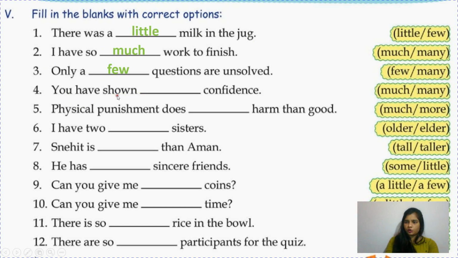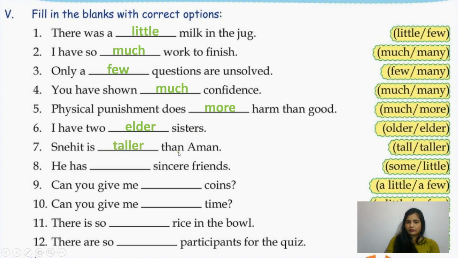You have shown much confidence. Children, we cannot see confidence, we cannot touch it. So it is uncountable. It will not come in countable. So we will write here much. Physical punishment does more harm than good. I have two elder sisters. Again, I am talking about siblings. So it will be elder.